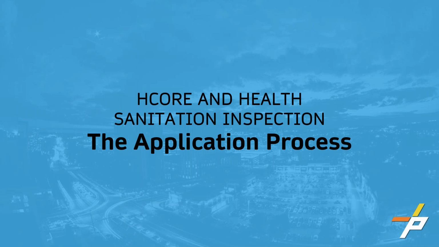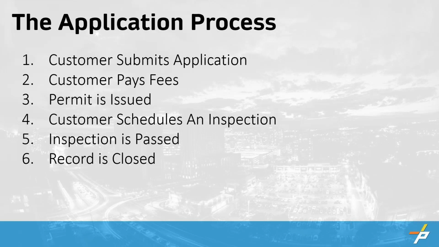Now, we'll begin by looking at the application process for submitting an application for an HCORE and Health Sanitation Inspection Permit. The application process begins by having customers submit the application, paying the necessary fees, issuing the permit, having the customer schedule an inspection, and then passing the inspection, and then closing the record off for that term in which the application for the permit was submitted.